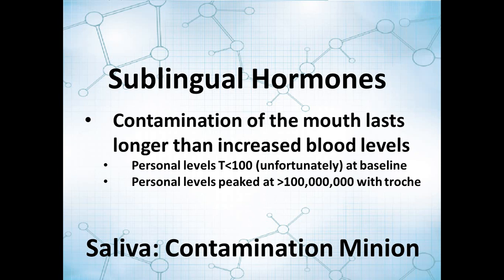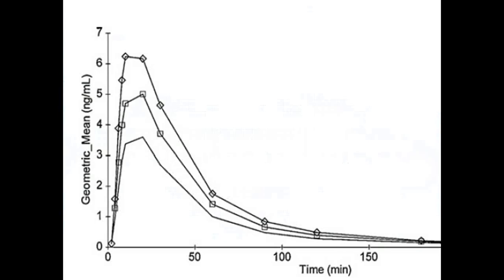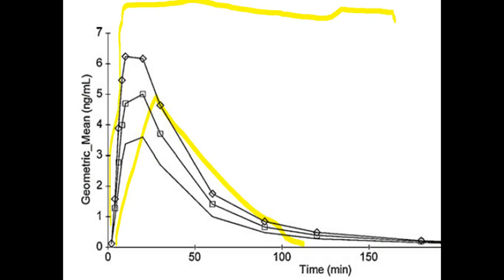So now I'm asking that contaminated 100 million to come all the way back down to where there's zero contamination, which people have looked at and say it takes about 30 hours. But at that point, there's nothing left to see, right? The levels of hormones go up, they go down. The levels in saliva are going to go up so high that they're going to start creeping down, but by the time the contamination is gone, there's nothing left to see.